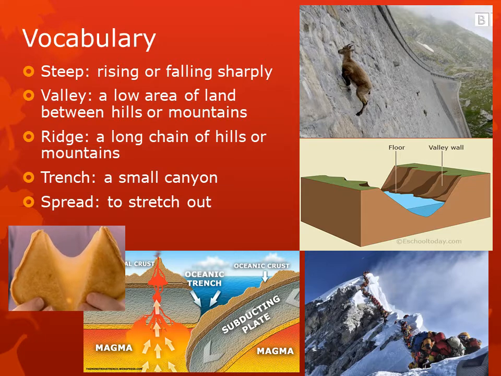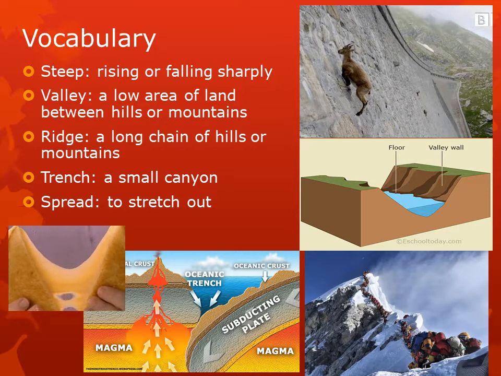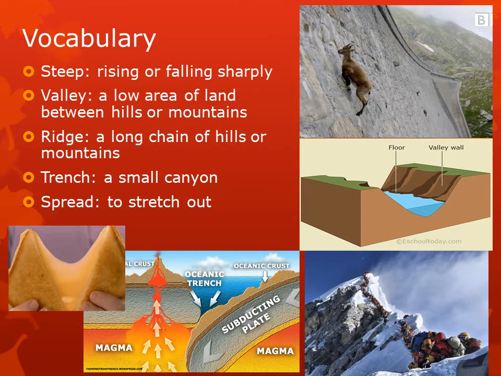Next is valley, a low area of land between hills or mountains. That picture below the goat is of a valley. You see there is a low area of land, including a river, between the hills or mountains.